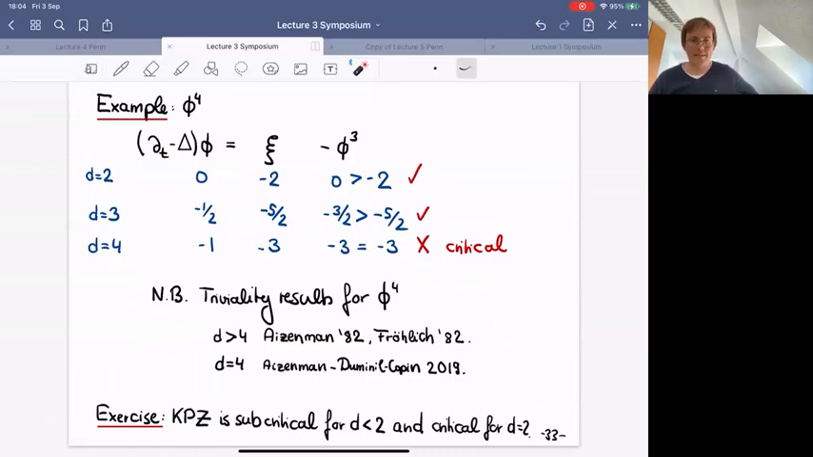And as an exercise, I leave for you to just check that the KPZ equation with the same kind of power counting is subcritical for any dimension less than 2, and becomes critical in 2 dimensions. And that will actually be discussed in one of the lectures next week. I've seen that Giuseppe Cannizzaro is going to present work on what can actually be done for critical KPZ equations, and possibly Nikos Zygouras will as well. Okay. So that's the scope of where we can hope to do something.